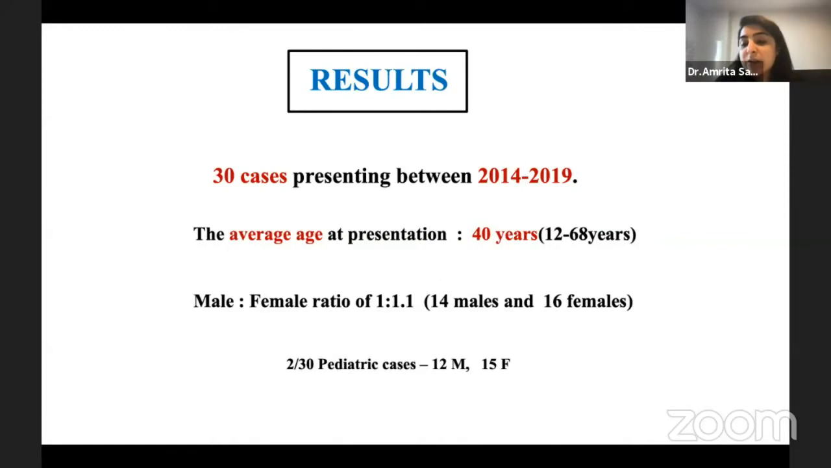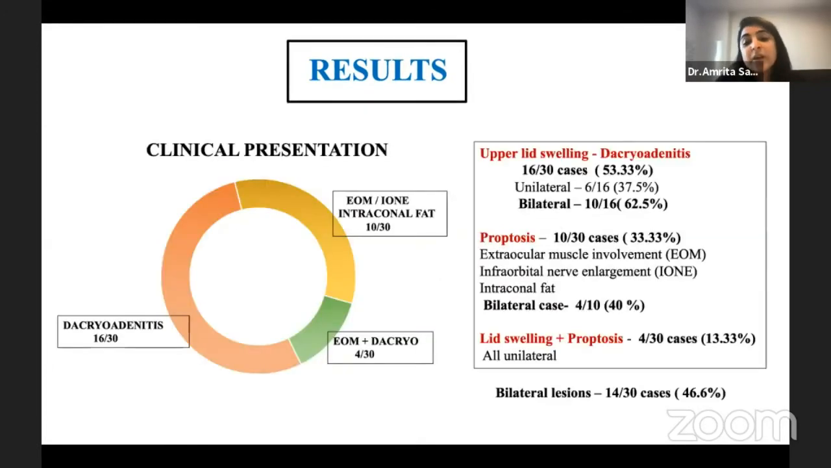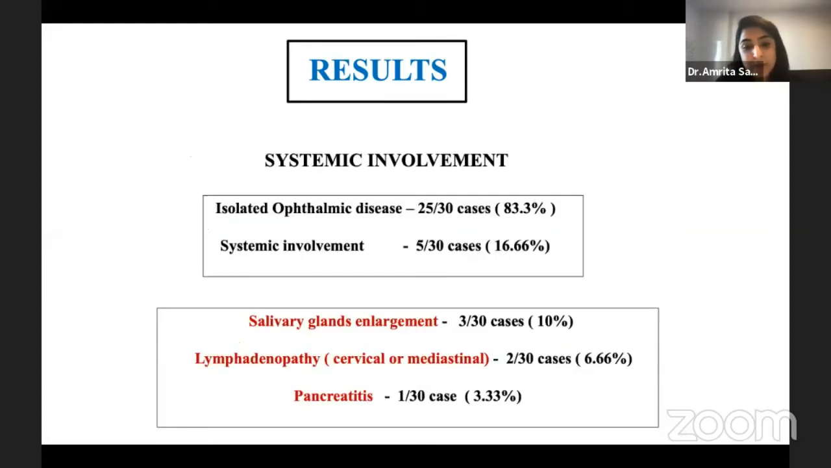So we had 30 cases between 2014 and 2019, the average age being 40 years. Clinically, 53% of the patients had dacryoadenitis, and out of them, 10 patients were bilateral cases. 10 out of 30 cases presented with proptosis because of various soft tissue or muscle involvement, and the rest of the cases presented with both proptosis and lid swelling.